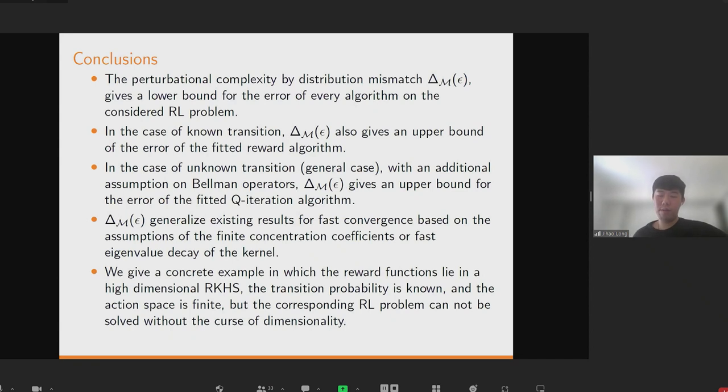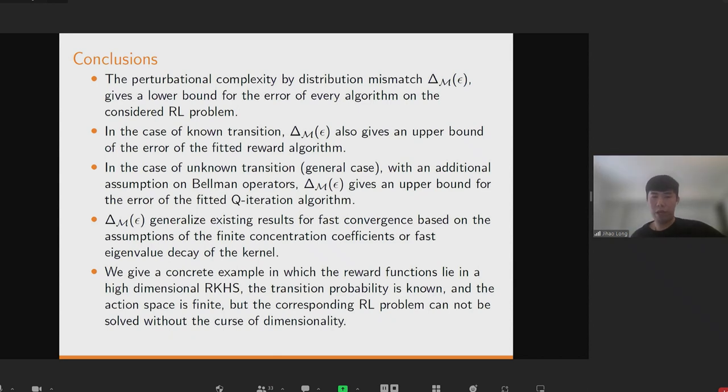Okay, to conclude, the perturbational complexity by distribution mismatch gives a lower bound for the error of every algorithm on the considered reinforcement problem. In the case of known transition, the perturbational complexity also gives an upper bound of the error of the fitted reward algorithm. In the case of unknown transition, which we are not covering in this talk, in our paper, with an additional assumption on Bellman accuracy, the perturbation complexity can give an upper bound for the error of the so-called fitted Q iteration algorithm. And all results with the perturbation complexity generalize the existing results for faster convergence based on the assumption of the finite concentration coefficient, or faster eigenvalue decay.